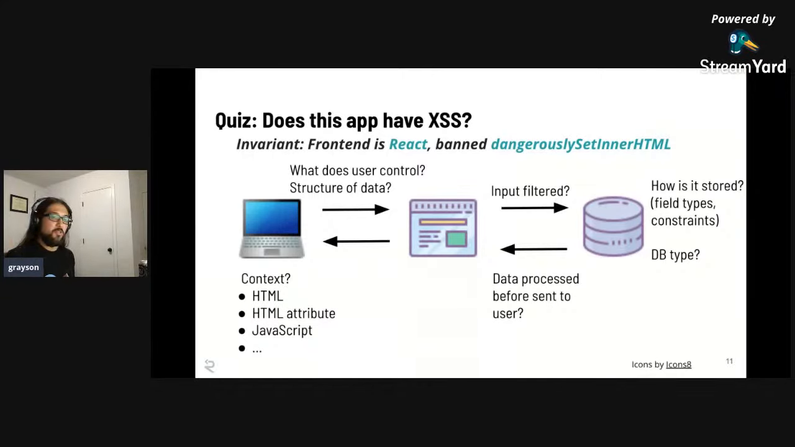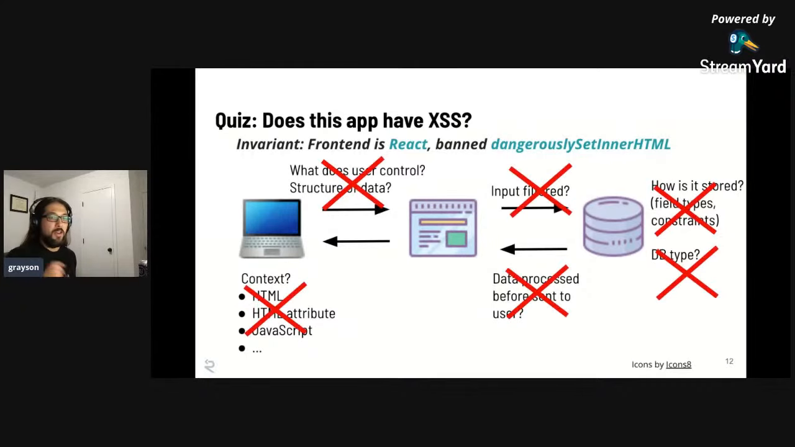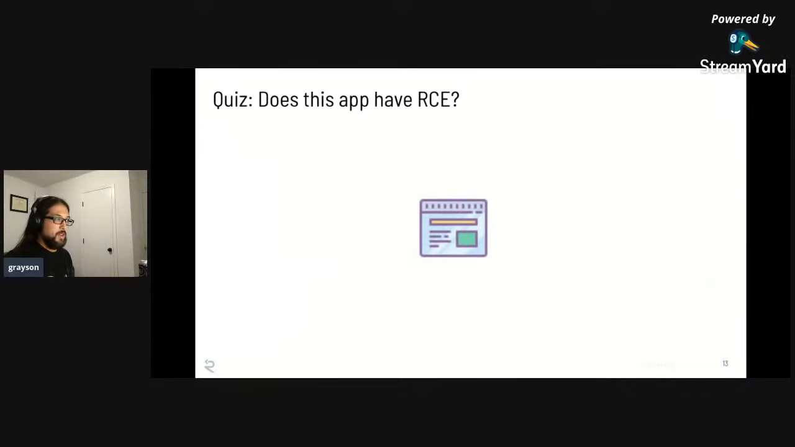So if you set your invariant to be, we're using React, we're banning dangerouslySetInnerHTML, now the only question you need to answer is: is dangerouslySetInnerHTML anywhere in my code? If the answer is no, then you can be reasonably sure that you don't have cross-site scripting in your application. If the answer is yes, then you might. You have to go answer that. And so as you can see, the key insight is no context needed to make a decision. If you don't have dangerouslySetInnerHTML, it's unlikely that you have cross-site scripting in this app.